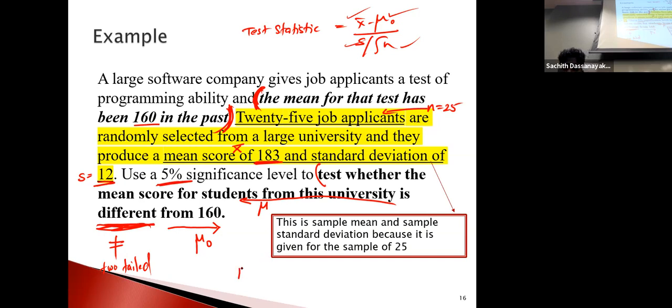What are your H naught and H A? Null is always mu equals mu naught. Here mu naught is 160. The alternative HA is mu not equal to mu naught, since this is a two-tail test. Again, mu naught is 160. The mean score from this university is different from 160. Different is the keyword.